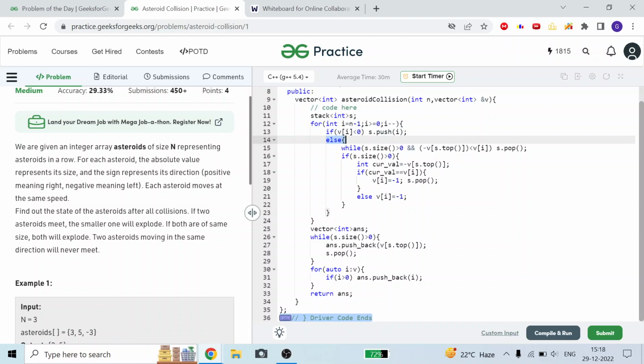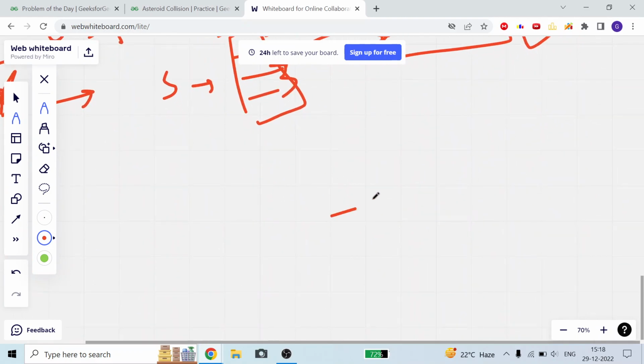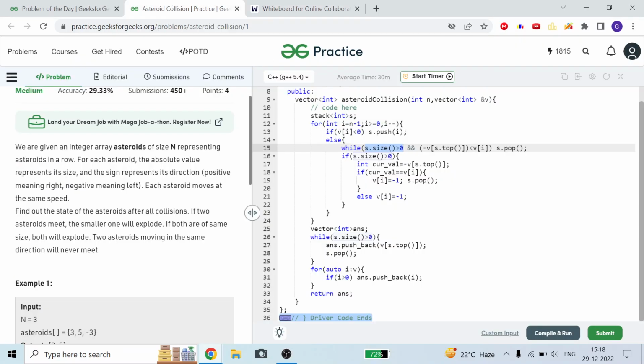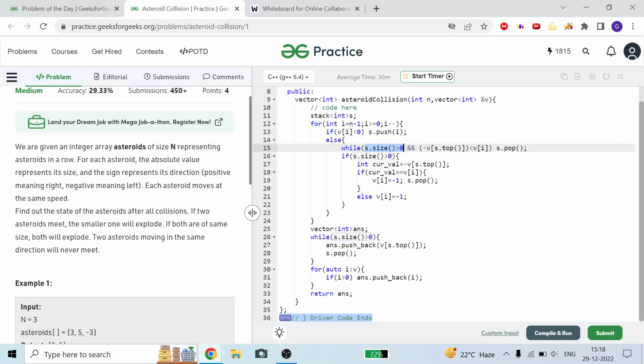Now else means it is a positive element. So while the stack has some element and the minus, why do we take minus? Because for taking the value of -1 to 1, we will take minus; minus of -1 gives us 1. So this is what we are basically doing. So minus of s.top, where s.top is the index, like v1, v2, v3, v4, and minus means the value. If the ith value is greater, then the negative element is going to explode. So we will remove that particular index from my stack.